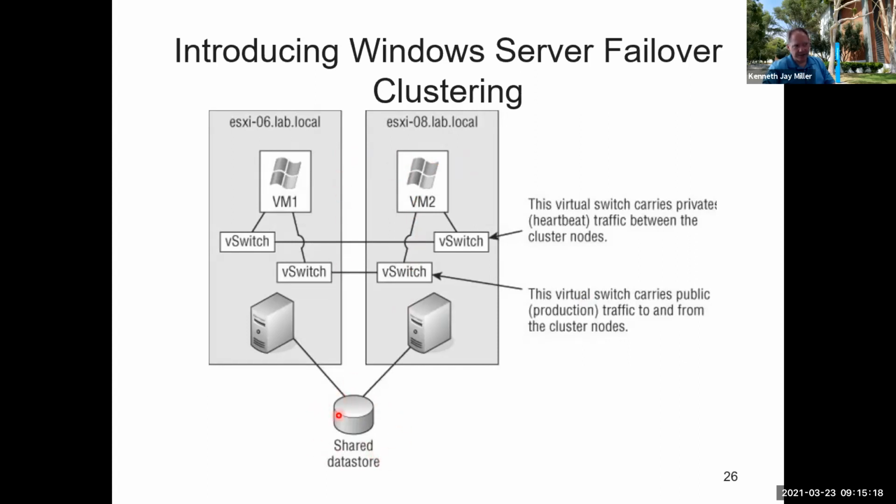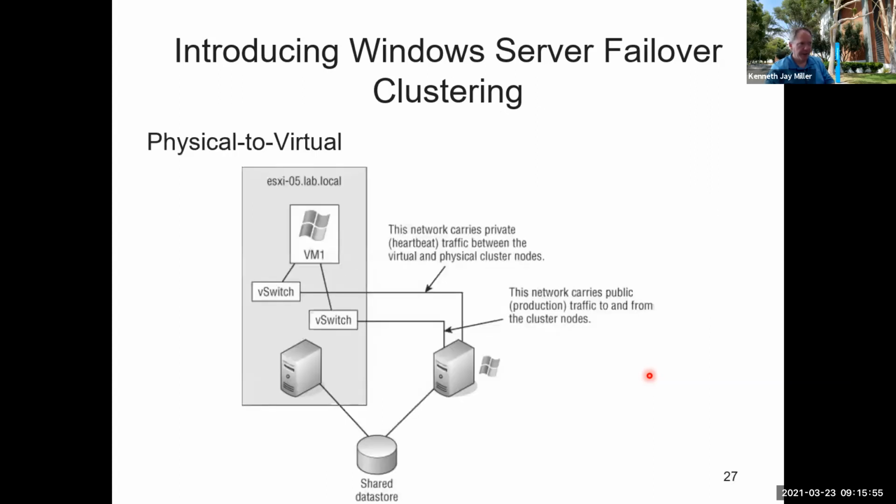So this SAN, this storage area network, this disk is separate from our host ESXi 6 and ESXi 8. That way, if this machine goes down, the data store doesn't go down with it. And vice versa, if this one goes down, same thing. So this can fail over and away we go. So the clustering across boxes gives us the desired high availability, which is why we're going to cluster in the first place.